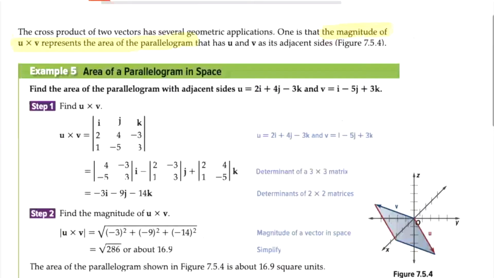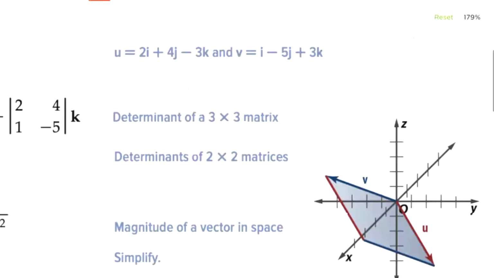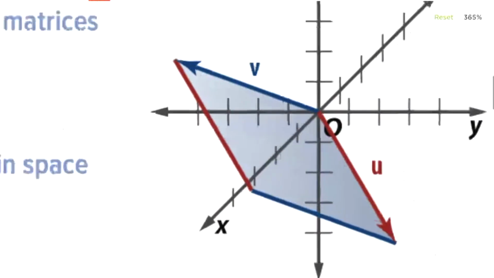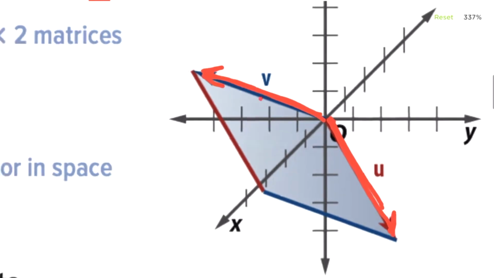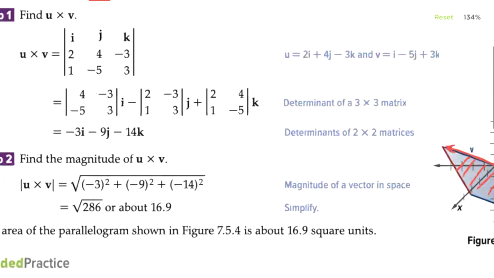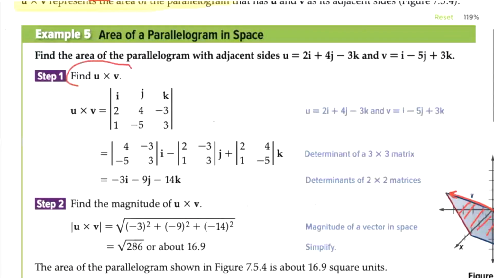So if they ask you to find the area of a parallelogram like this, and usually they give you two adjacent vectors, like this vector v and this vector u. They are two adjacent sides. Adjacent means next to each other. So if they give you these two vectors in space and ask you to find the area of the parallelogram, you just find the cross product u times v.